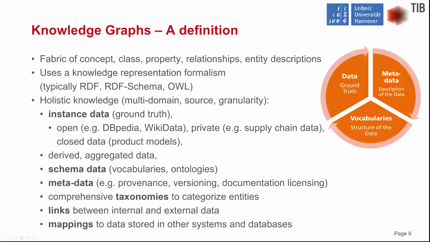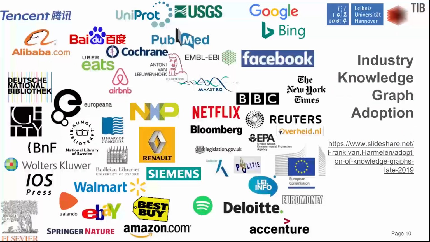And in a way, I would say that knowledge graphs represent data in this unified formalism. So you have the ground truth, the raw data, the metadata, the vocabularies, the structure of the data, and that allows to use it also for AI applications in a consistent way.